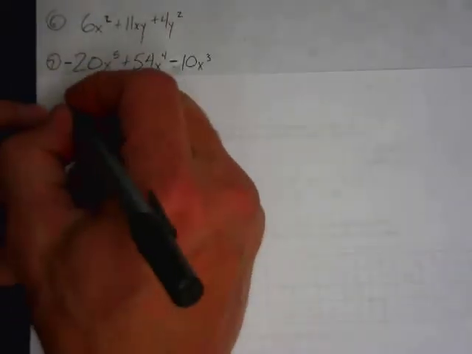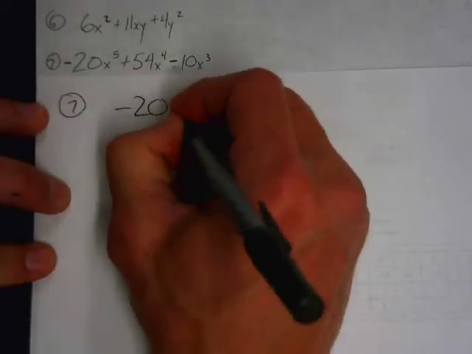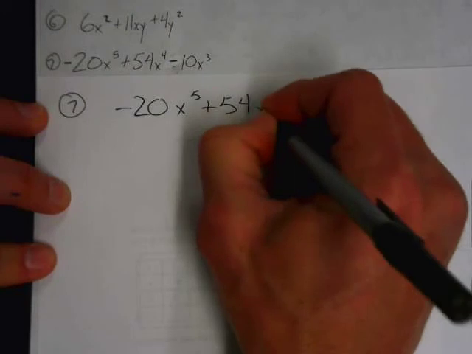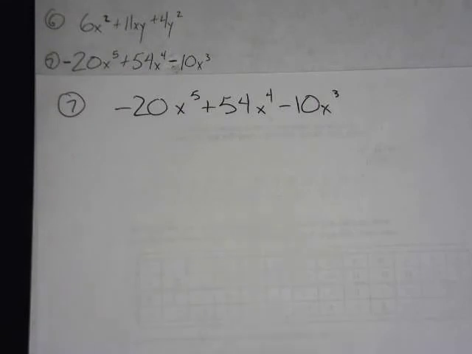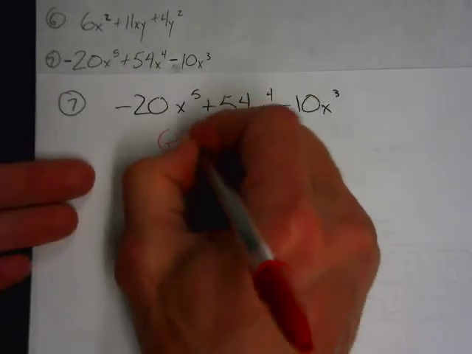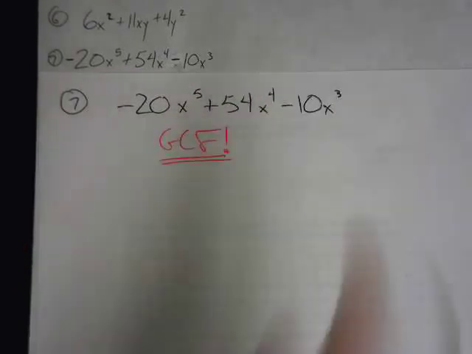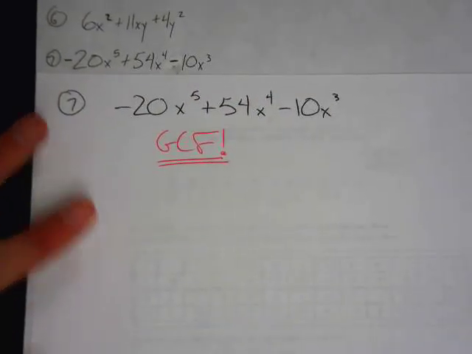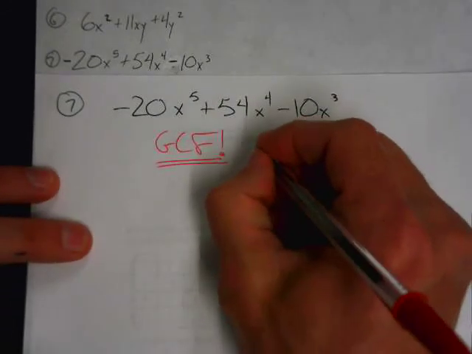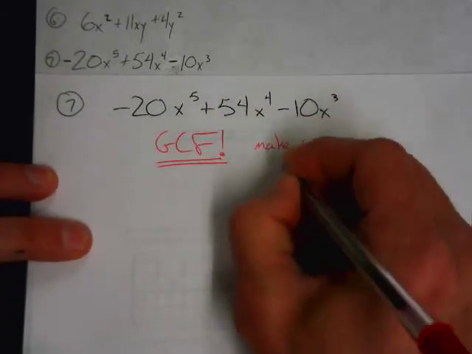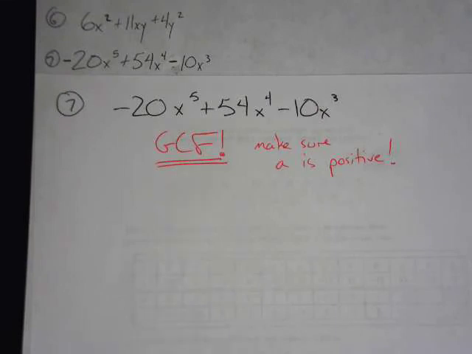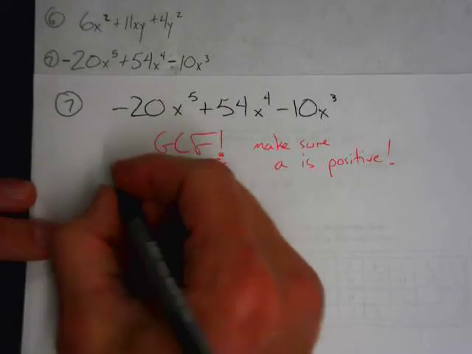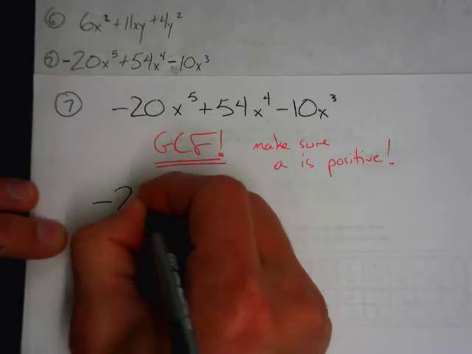All right, so the last one. We have negative 20x to the 5th plus 54x to the 4th minus 10x cubed. As you can see, there's going to be a greatest common factor. But what we're going to do is make sure that A is positive. That's a huge note. And if we're going to make sure that A is positive, we're going to factor out a negative GCF. So that means we're going to factor out a negative 2x to the third power.